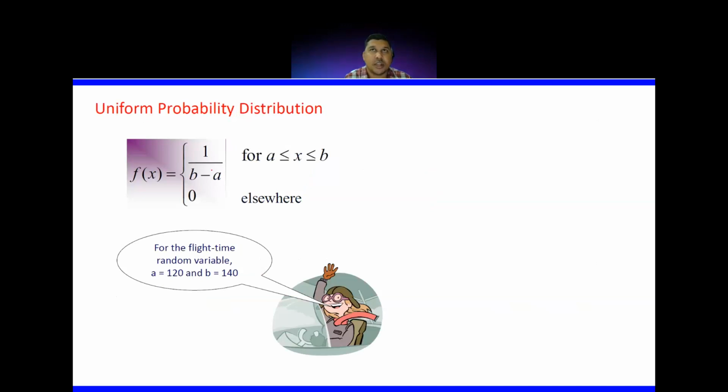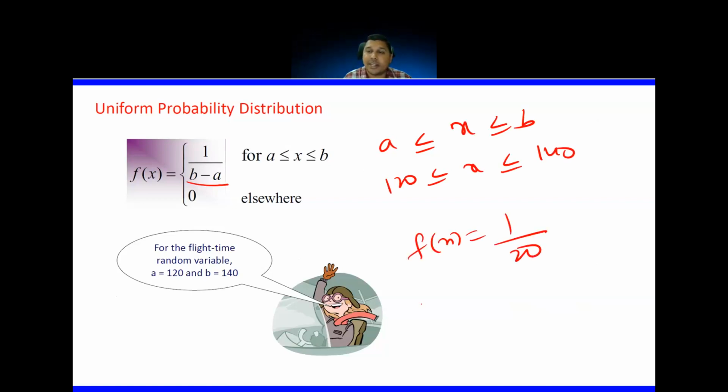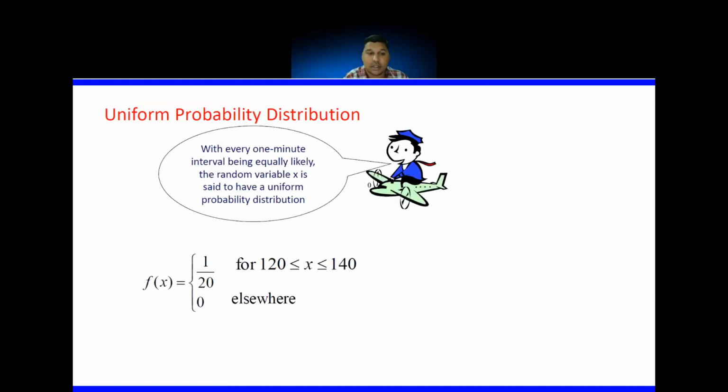So see, f of x equal to 1 by b minus a. How did I get this b minus a? That is, a less than or equal to x less than or equal to b. I said 120 less than or equal to x less than or equal to 140, so f of x will become 1 by 20. For the flight time, a is 120 and b is 140. That's why we got 1 by 20 for f of x. What is 1 by 20? It is the probability density: the probability of a flight coming in this range is 1 by 20.